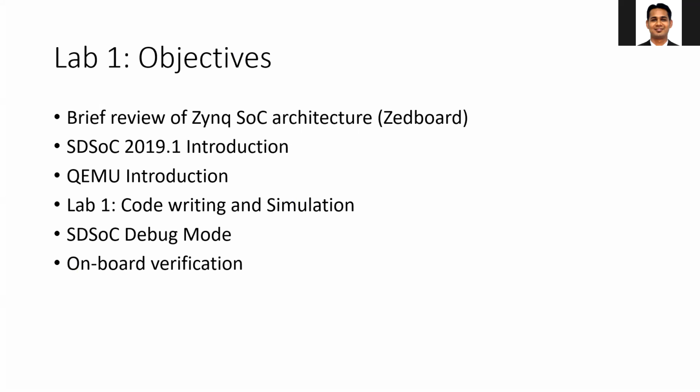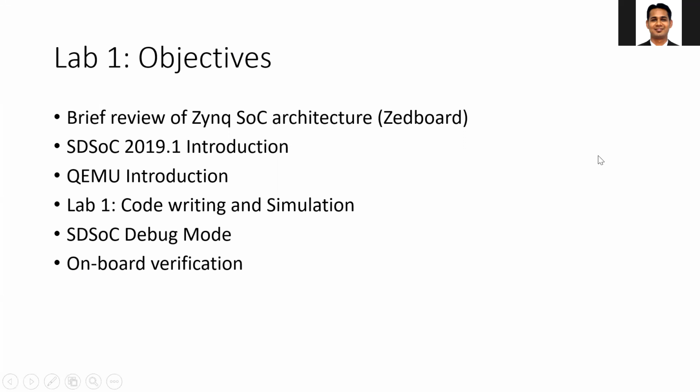We'll also go through the SDSoC debug mode, which allows us to verify the functionality of our C code by going through the code line by line. The last is the optional step, where we'll show you how to verify the functionality of your code on the SoC board, if you have physical access to the board or remote access via a particular IP address assigned to the board.